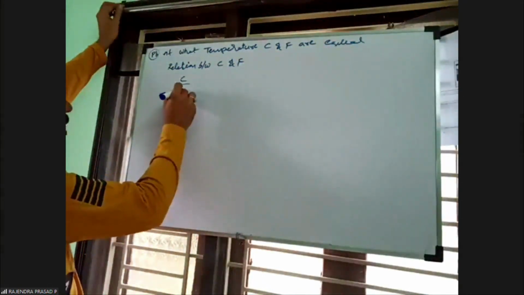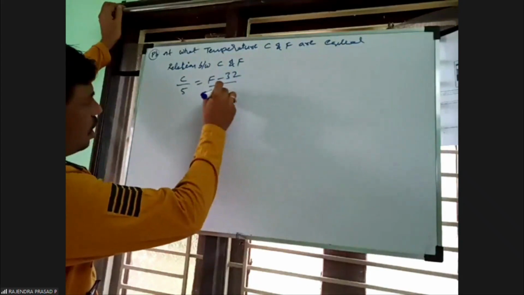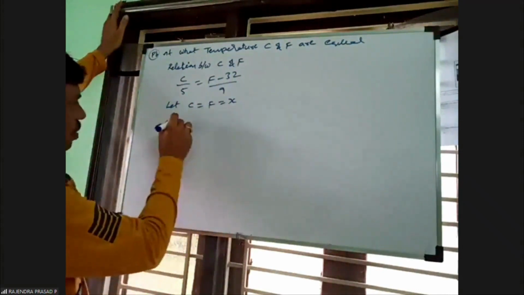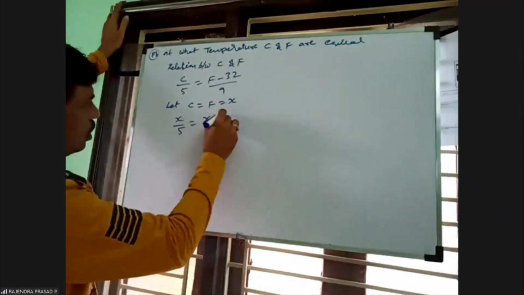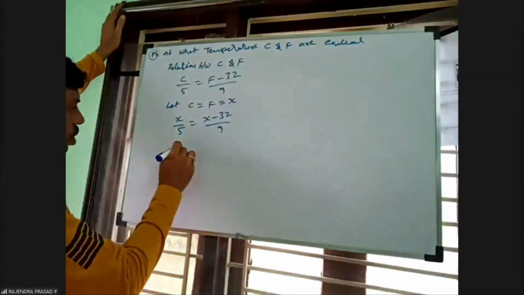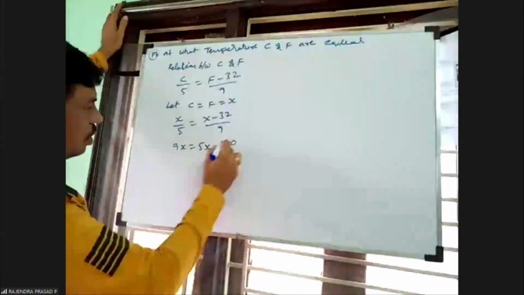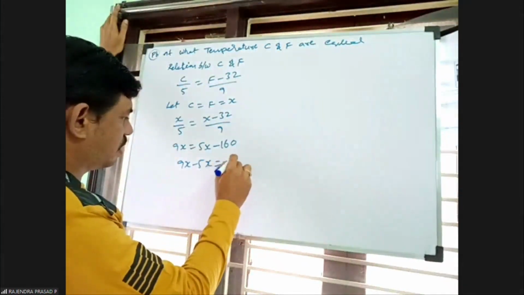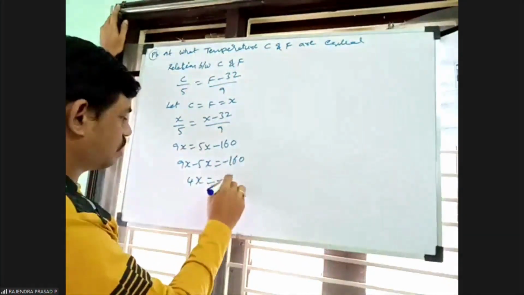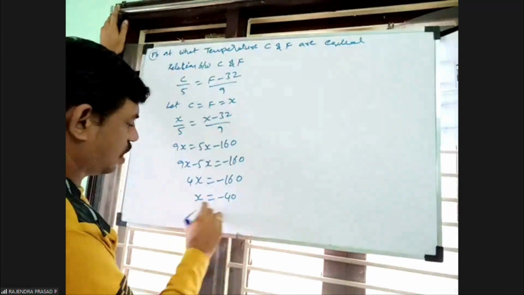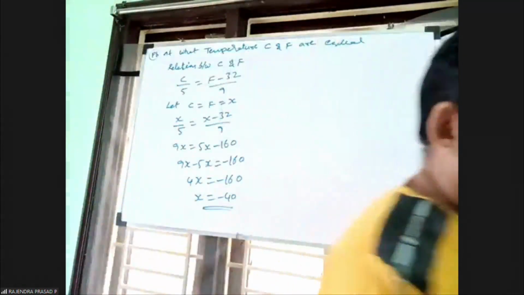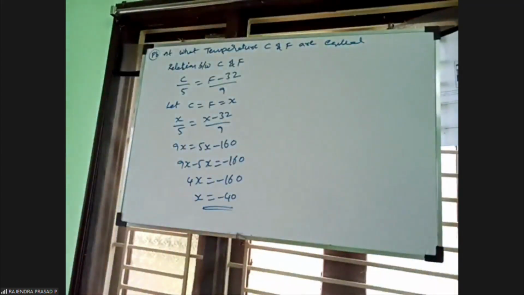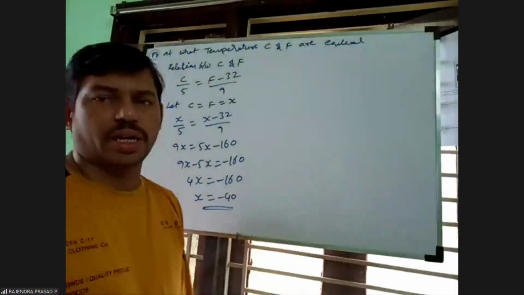So C by 5 is equal to F minus 32 by 9. Let C equal F equal X. So X by 5 is equal to X minus 32 by 9. So 9X equals 5X minus 160. 9X minus 5X is equal to minus 160. 4X equals minus 160. So X equals minus 40. At what temperature are both equal? Centigrade and Fahrenheit scales are equal at minus 40.